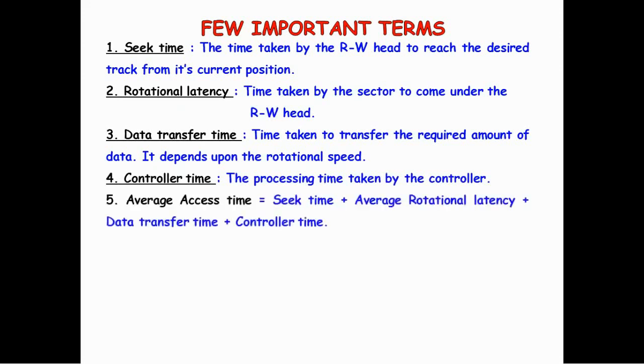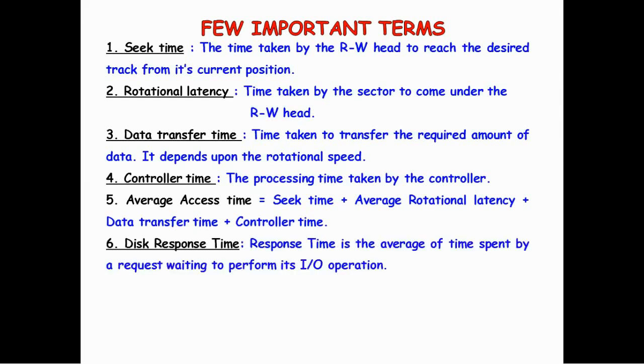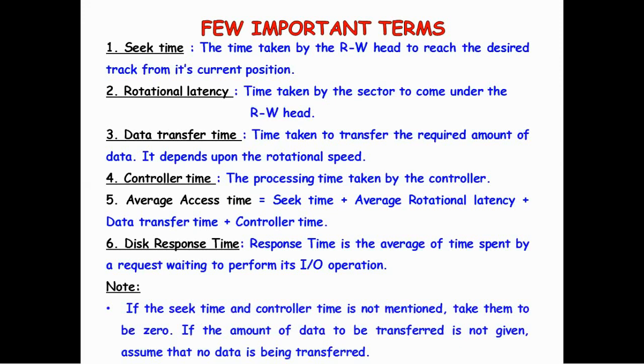Average access time is equal to seek time plus average rotational latency plus data transfer time plus controller time. Disk response time is the average of time spent by a request waiting to perform its I/O operation. Here we have to note one thing while solving problems. If the seek time and controller time are not mentioned, then we need to take those values as 0. And if the amount of data to be transferred is not given, then we need to assume that no data is being transferred.